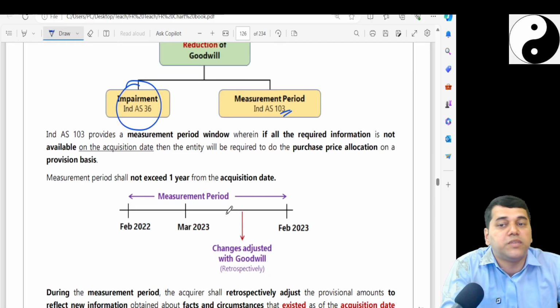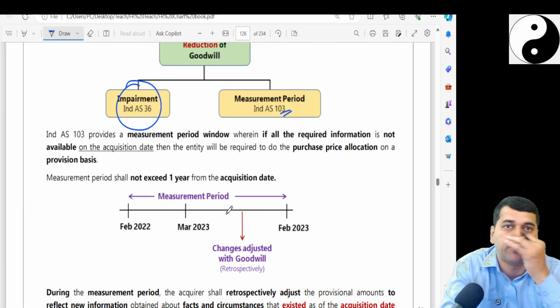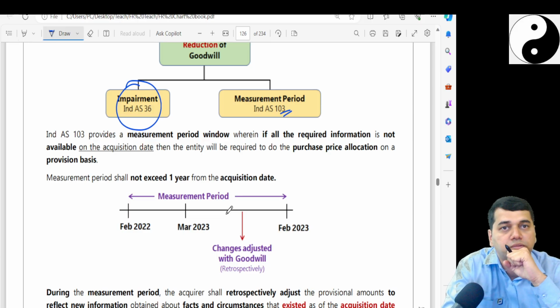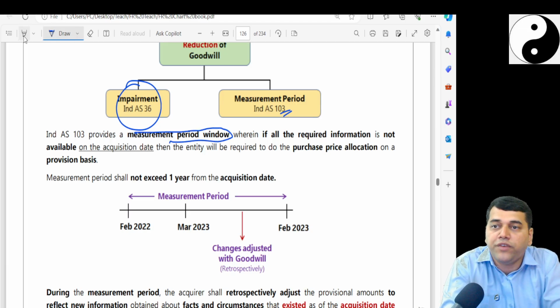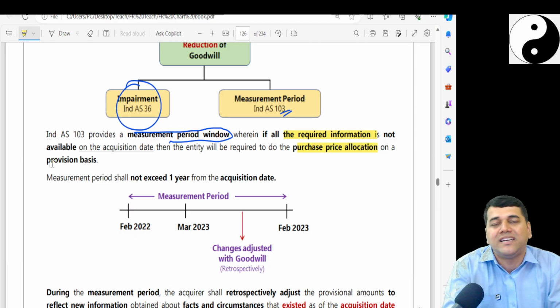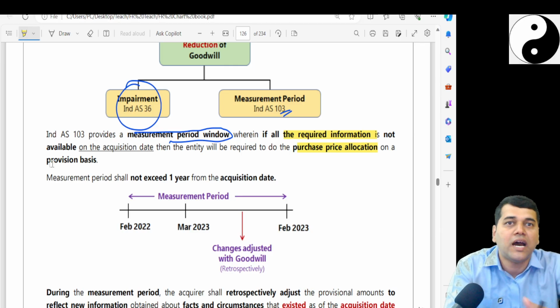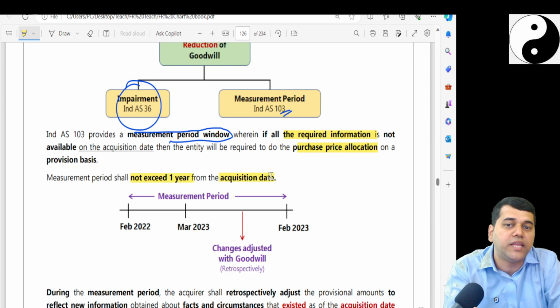Now, what is this measurement period? Say you have done an acquisition on 20th of March. By 31st of March, you have to finalize and prepare a CFS, but you don't have much time there. You didn't get every information. That's why there is something called a measurement period window, where you can gather all the required information to prepare the CFS, price allocation, etc. Till that time, you can do it on a provisional basis. It's like a provisional balance sheet. Hardly 10 days were there, and in 10 days you have to prepare a CFS. Do you think you will get all the information? And this period is 1 year from the acquisition date.